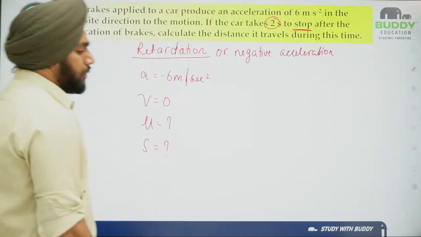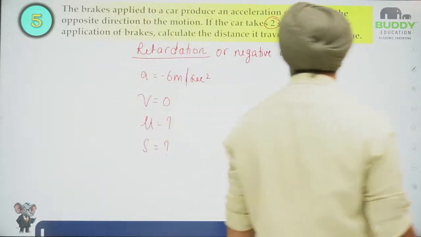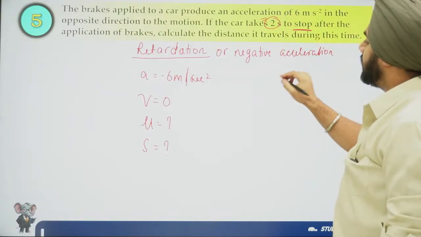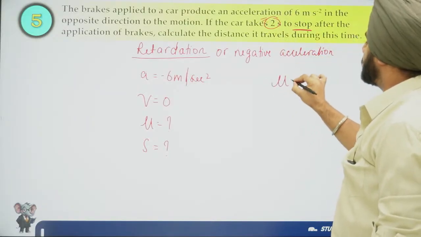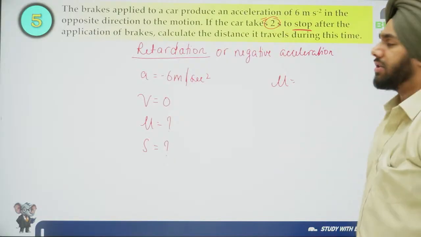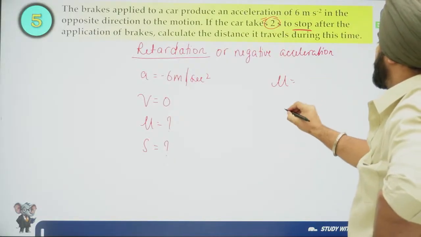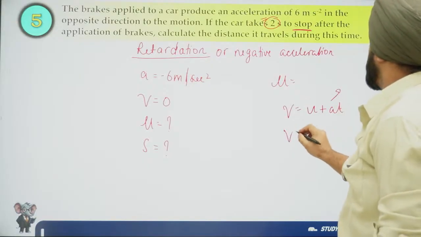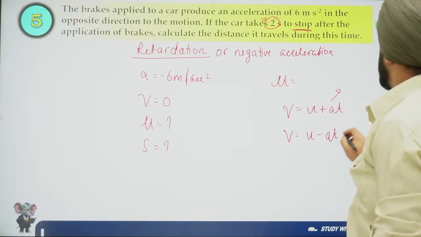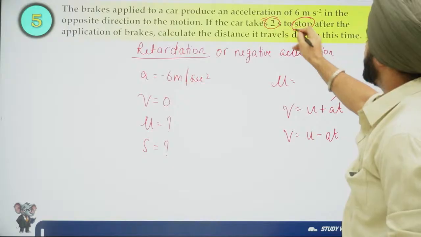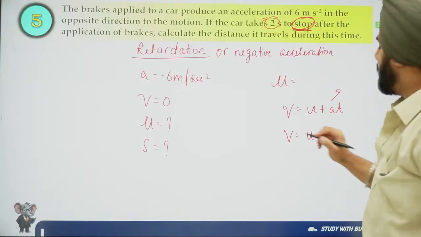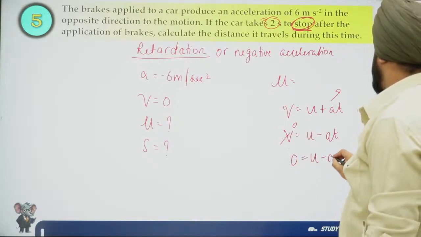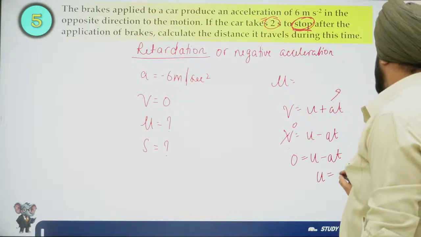Now in this, we know the time, right? So what we can find out first is the initial velocity. For initial velocity, we can simply use v is equal to u plus at, right? a is negative here, so v is equal to u minus at. And if we see that it is finally stopping, that means v is 0. Put 0 here, then the equation will be 0 is equal to u minus at, or u is equal to a into t.